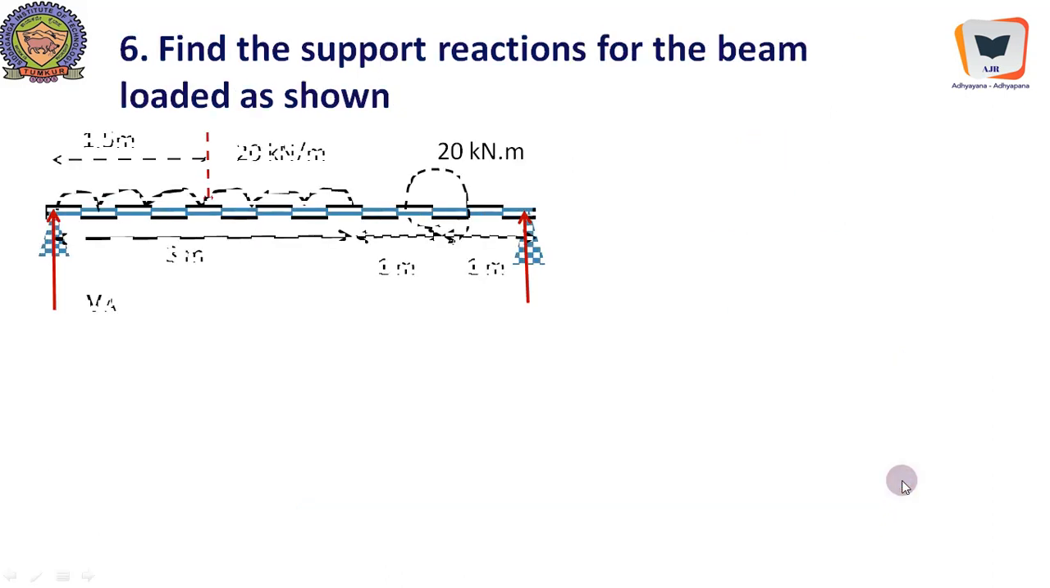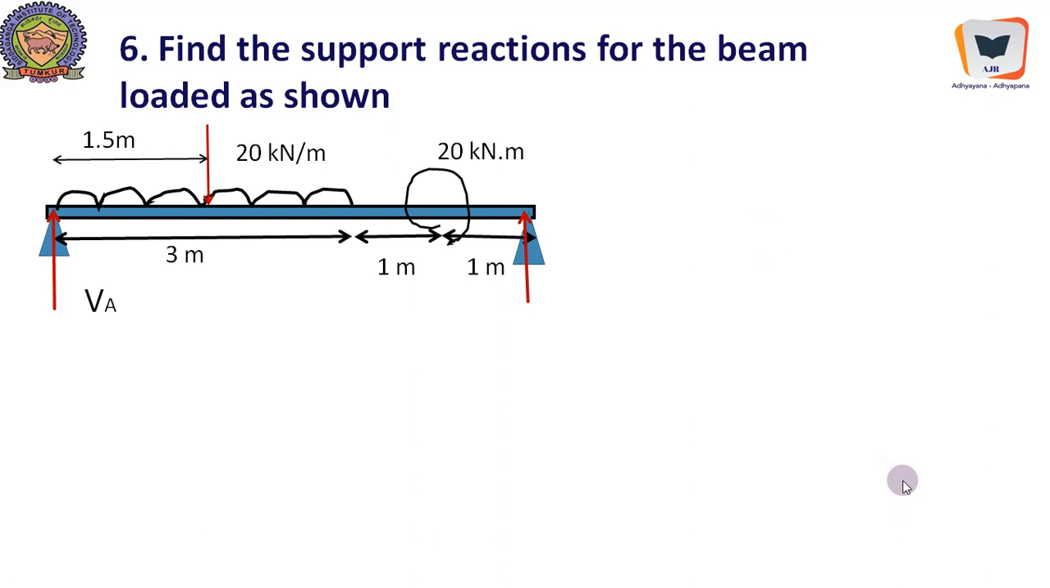Right. Now find the support reactions for the beam loaded as shown. So here is the beam which is loaded with a uniformly distributed load of 20 kilonewton per meter as the intensity, and there is a concentrated moment acting at 1 meter from the right end, or 4 meters from the left end.